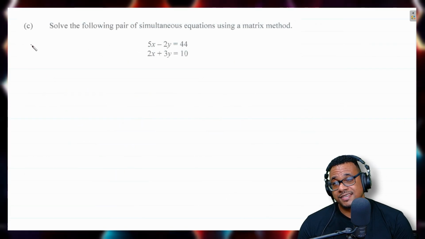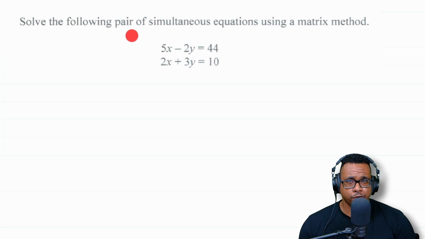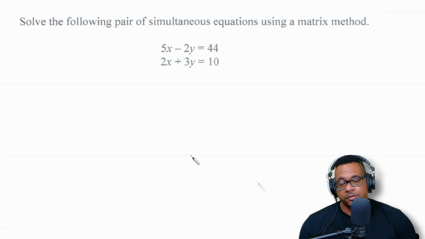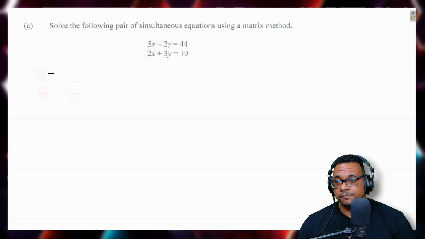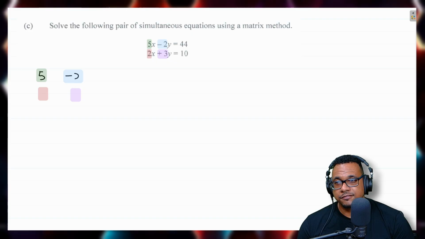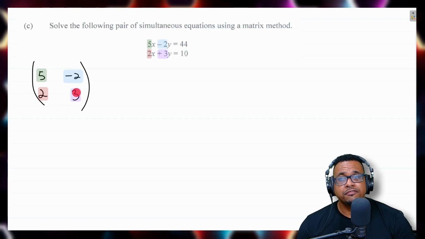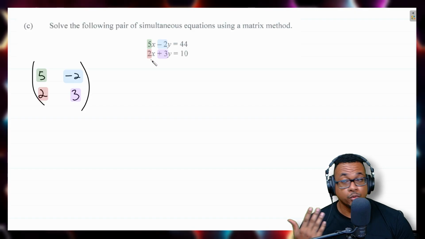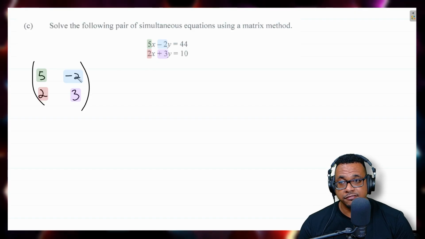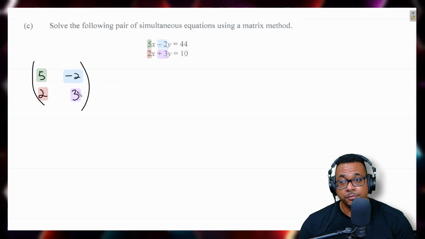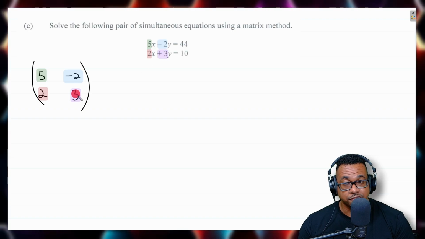So now moving on to question 10, part C. We want to solve the following pair of simultaneous equations using a matrix method. So first, let's write this pair of simultaneous equations in matrix form. First we're going to have the coefficient matrix, which will be 5, negative 2, 2, 3. These are the coefficients of x and y for both equations. So 5, negative 2 from here, 2, positive 3.